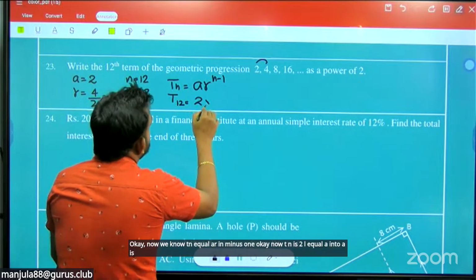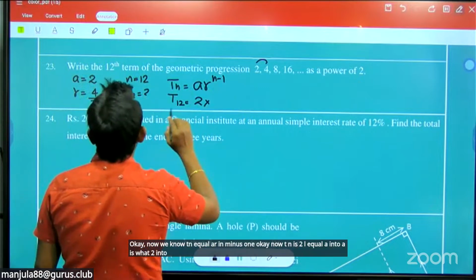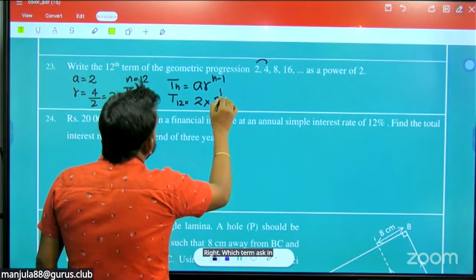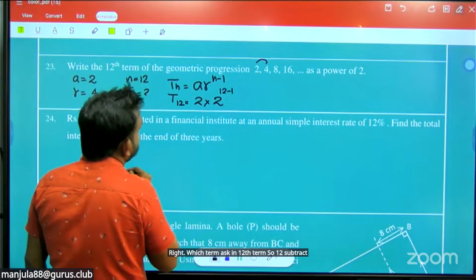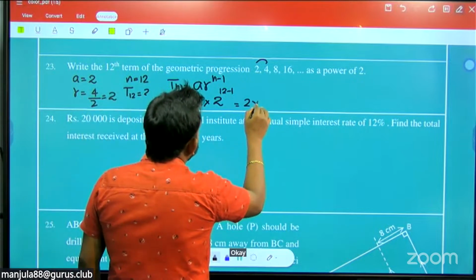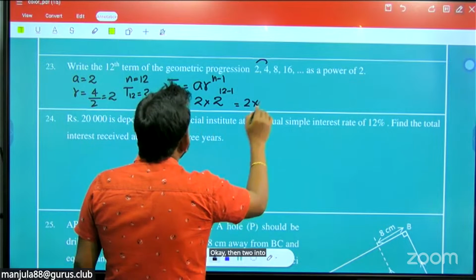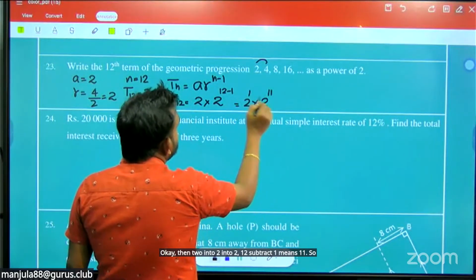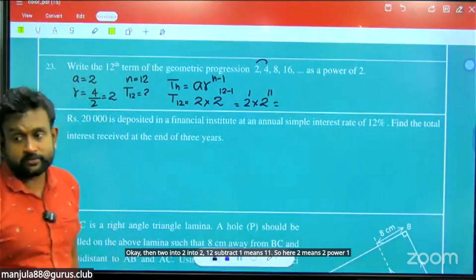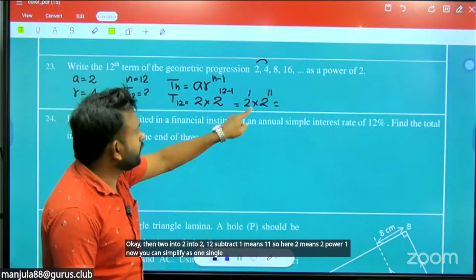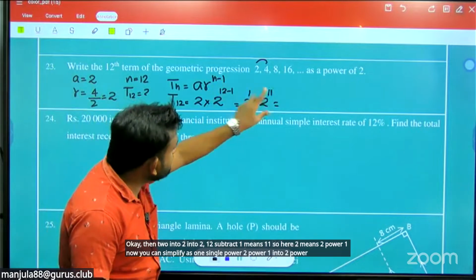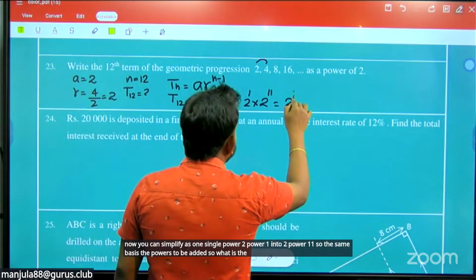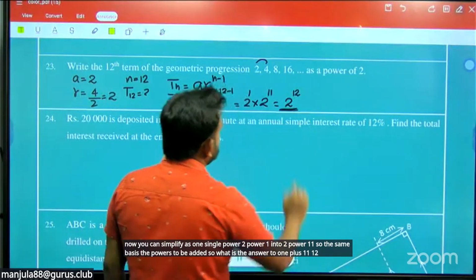2 into R. Common ratio. Ratio is 2. Right, which term are they asking? 12th term. So 12 subtract 1. Okay, then 2 into 2, 12 subtract 1 means 11. So here 2 means 2 power 1. Now you can simplify as one single power, 2 power 1 into 2 power 11. With the same base, the powers are to be added. So what is the answer? 1 plus 11, 12. So 2 to the power 12.